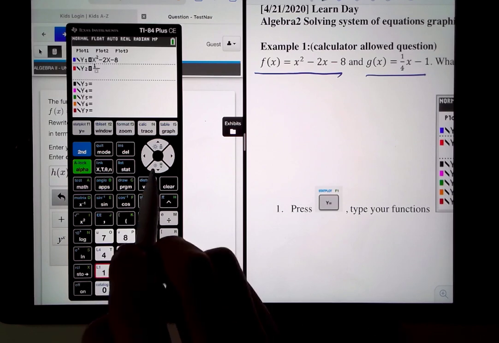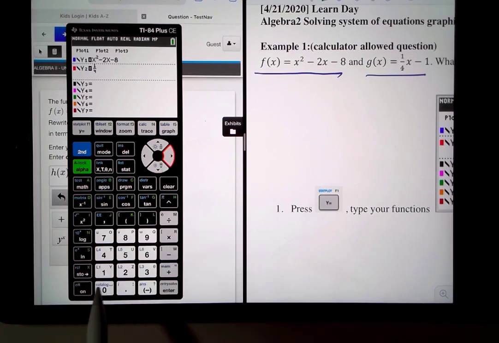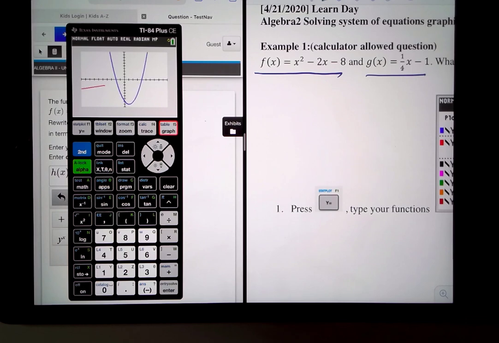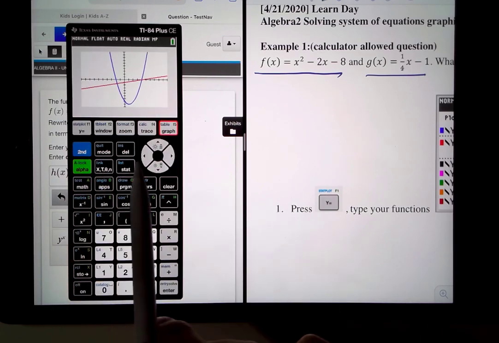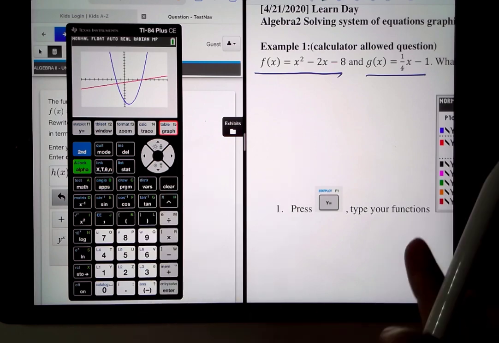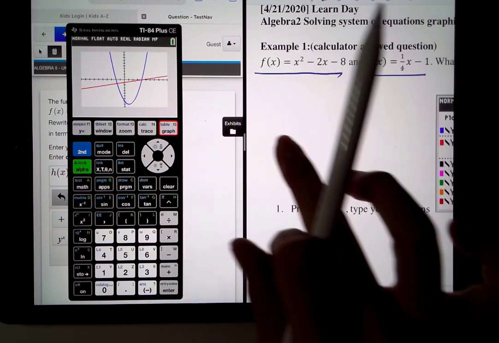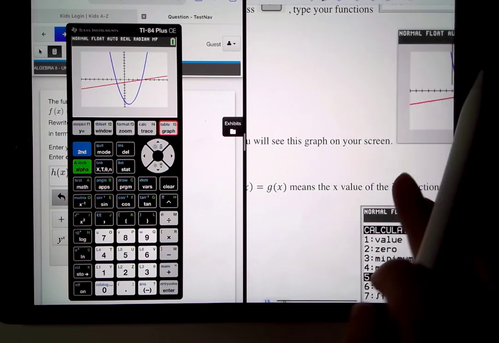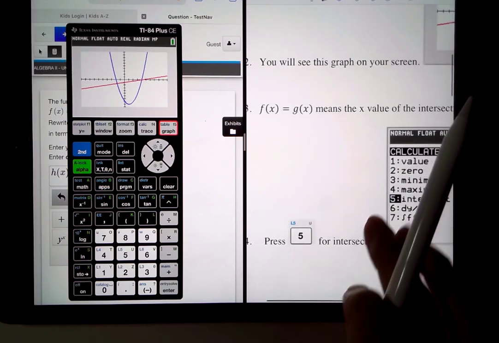And then I put 1 over 4x minus 1, like this. So you have two functions. And then press graph. Do you see it? You will get these two graphs. And then what do we want to know, guys? You will see this graph on your screen.